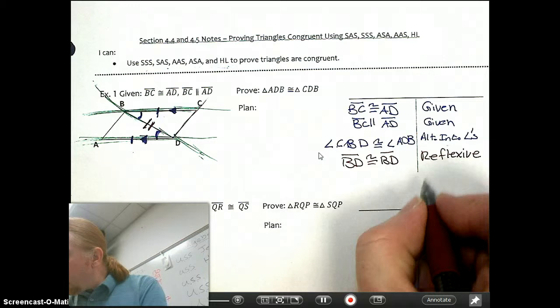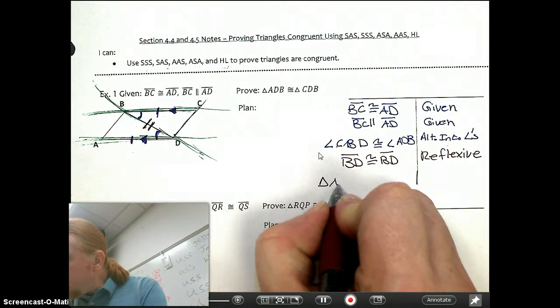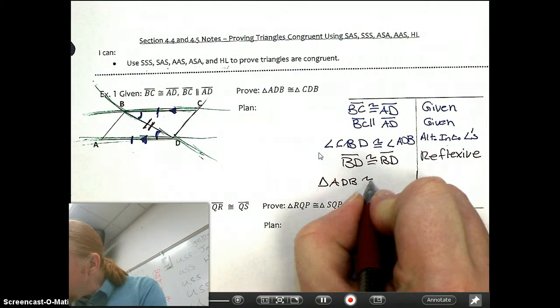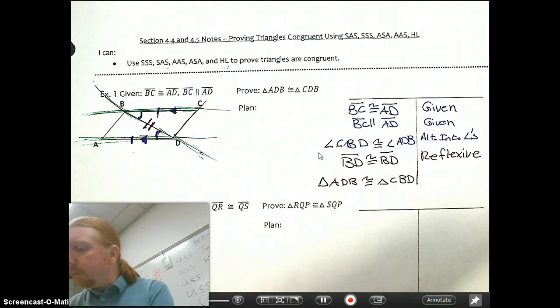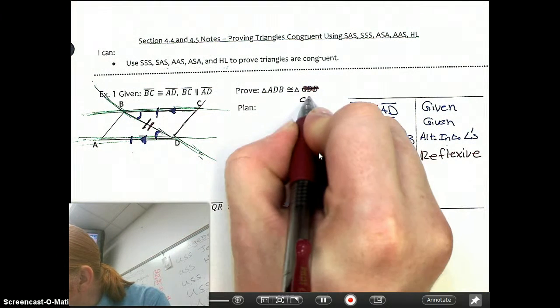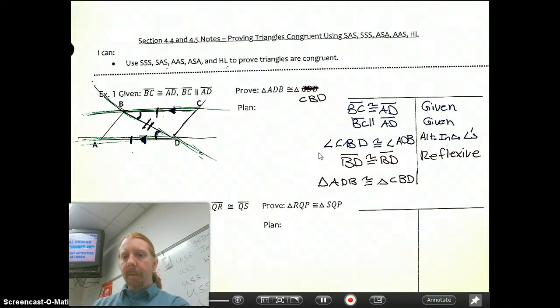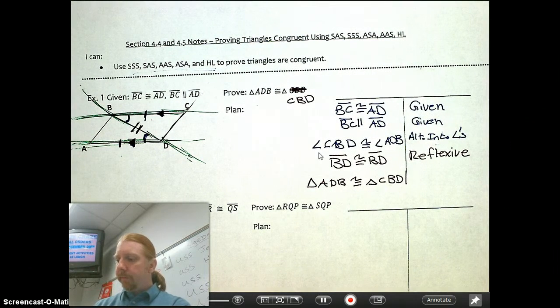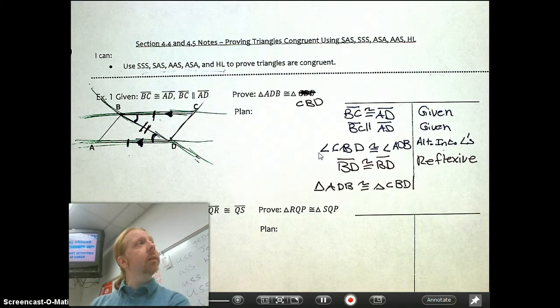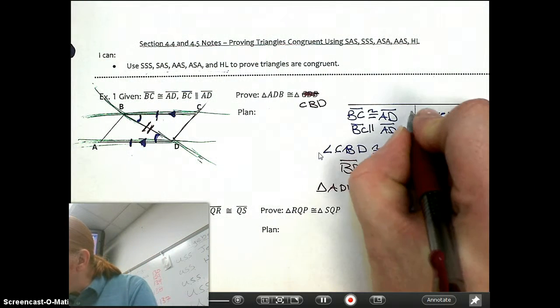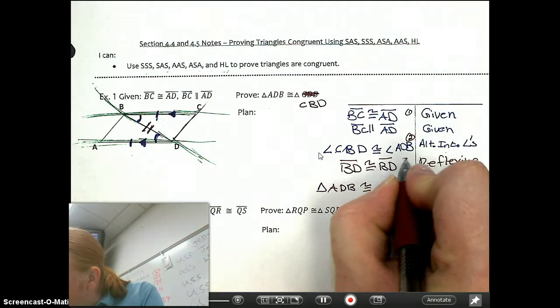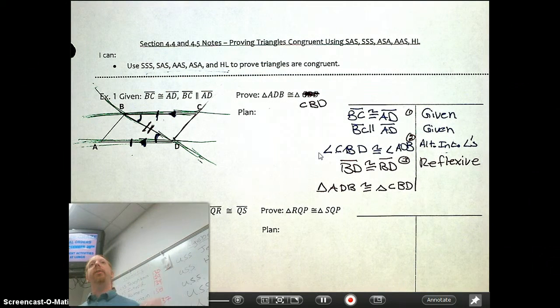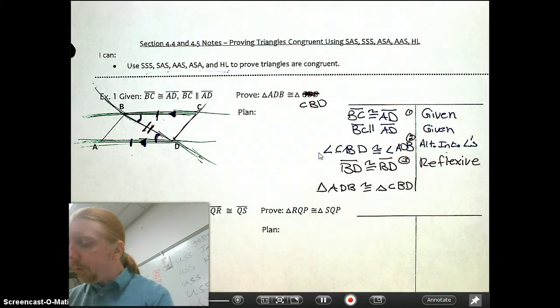And now I just have to figure out why I know the triangles are congruent. Triangle ADB congruent to triangle CBD. Now I just need to know what rule tells me that. Because I've got 3 things. I've got 1 pair of sides congruent, 1 pair of angles congruent, and another pair of sides. So I've got my 3 congruent statements. That's generally enough to say my triangles are congruent, just which rule tells me.